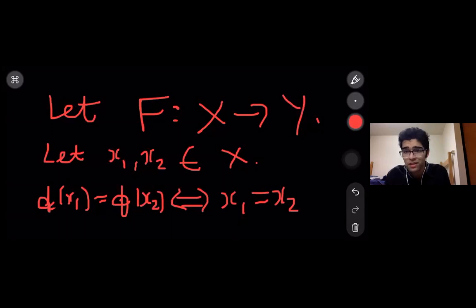And there's a double implication. So what it means is, if you have f of x1 equals f of x2, then it implies that x1 equals x2. And if you have x1 equals x2, then you have f of x1 equals f of x2. This is the definition of a one-to-one function. This won't happen in any other function. If you have a one-to-one function, this definition should hold. If you have this definition, then one-to-one should hold.